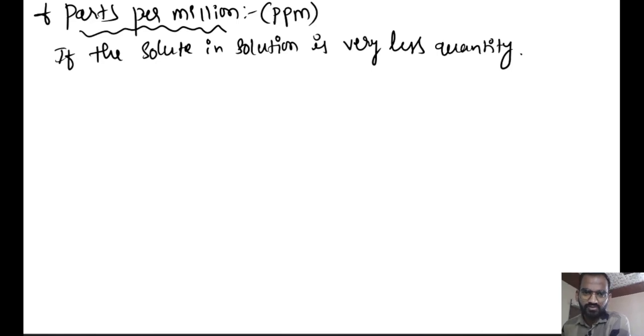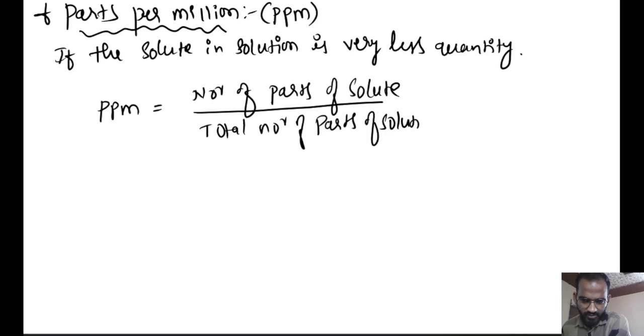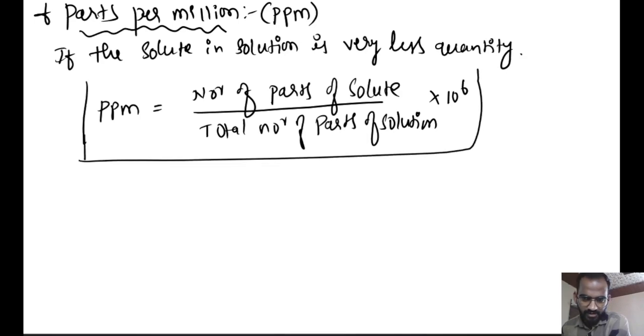First we will define the formula. What is the formula for parts per million? Then we'll go for an example, that is better. ppm will be defined as the number of parts of solute or component present in the total number of parts of solution, into 10 to the power of 6, that is million. So this is called parts per million.